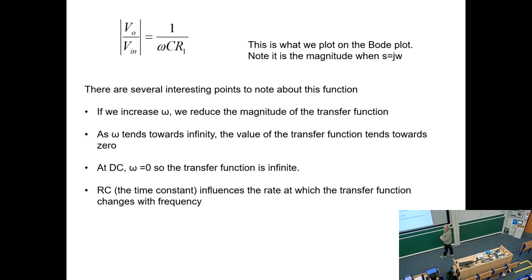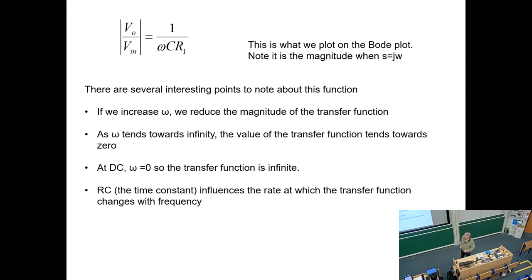Right, so this is what we plot on a Bode plot. We take the magnitude of our transfer function, which gets rid of the J's, and we plot that. We change frequency and we do a plot. So we say frequency equals 0, 1, 2, 3, 10, whatever. Plot it, and that gives us our frequency response. So there are several interesting points to note about this function. If we increase omega, we reduce the magnitude of the transfer function, because omega is on the bottom of the fraction. Make omega bigger, magnitude of the fraction gets smaller. As omega tends towards infinity, the value of the transfer function tends towards 0.